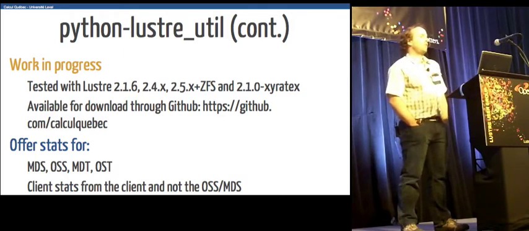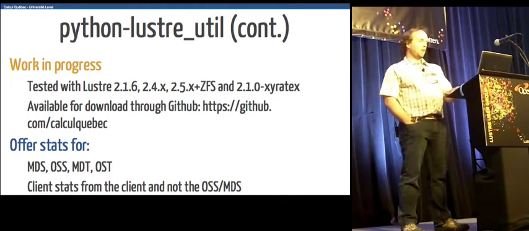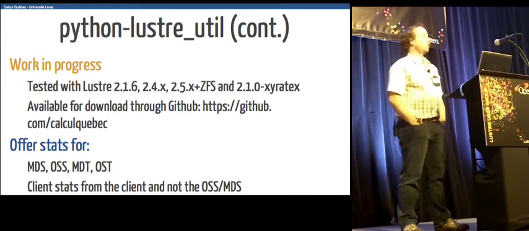And right now we offer the basic stats for the MDS, OSS, MDT, OST, and all the required stats for the clients. The difference with what was presented earlier is that we grab the client stats from the compute nodes themselves.